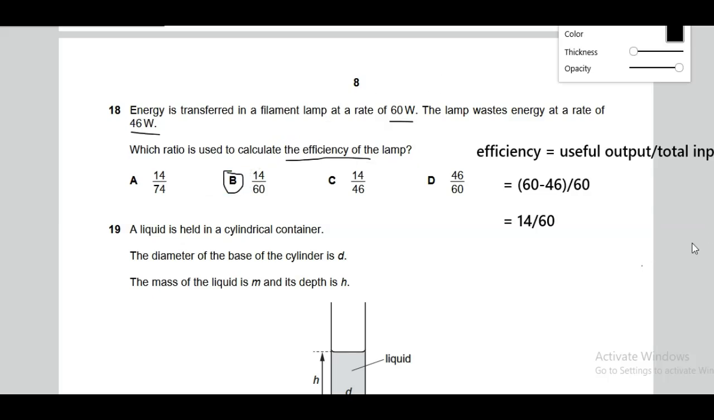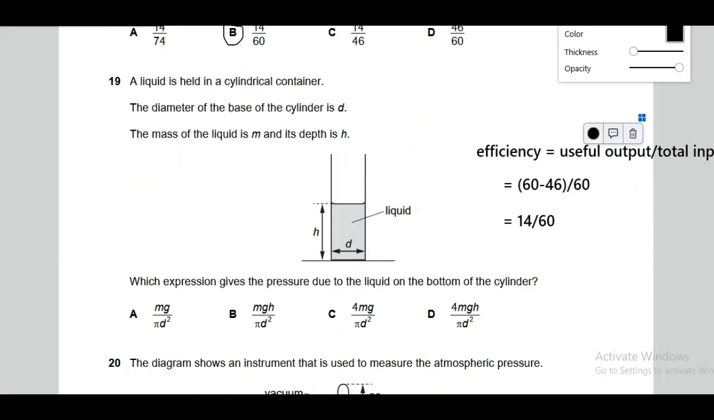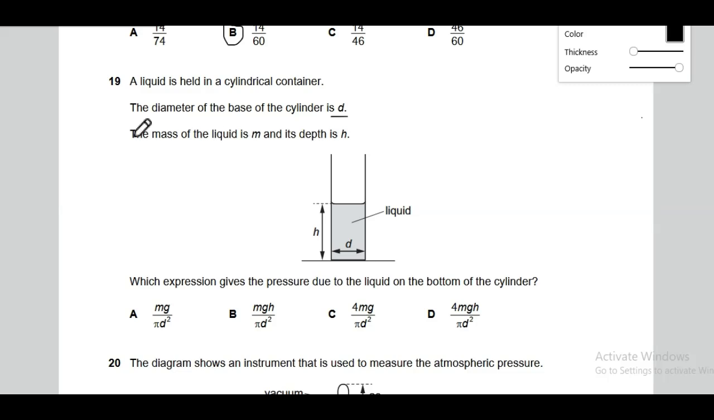Question 19. A liquid is held in a cylindrical container. The diameter of the base of the cylinder is D. The mass of the liquid is m and its depth is h. Which expression gives the pressure due to the liquid on the bottom of the cylinder? Now we know that the pressure due to a liquid is h rho g. But when we check the options, we see that we have to write the pressure in terms of pi and d.